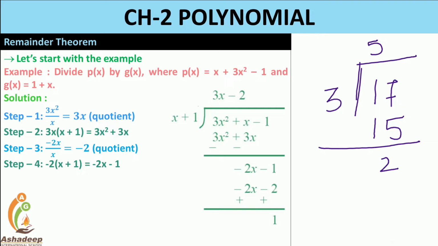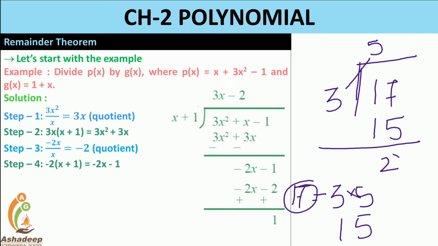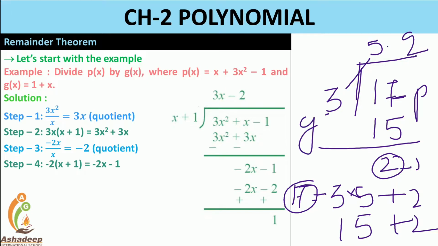So it is simple. 17 is equal to 3 fives are, so 3 into 5, 3 fives are 15. But what I want is 17. So we need to add the remainder, plus 2. If I say this as P the dividend, Q the quotient, divisor G and remainder R.